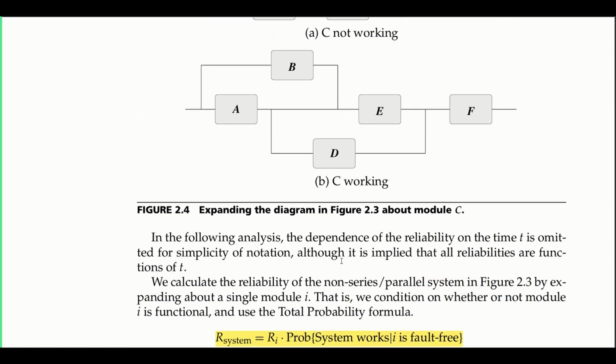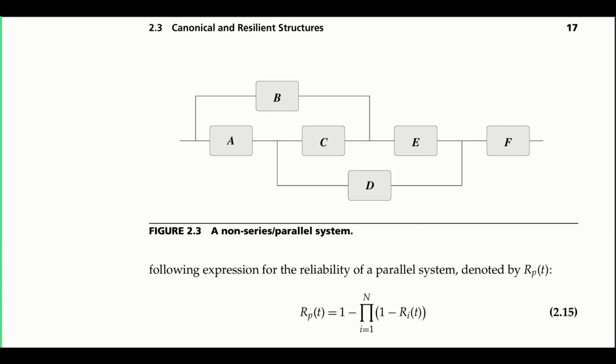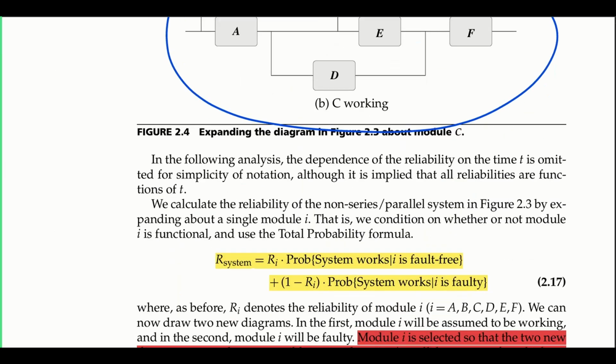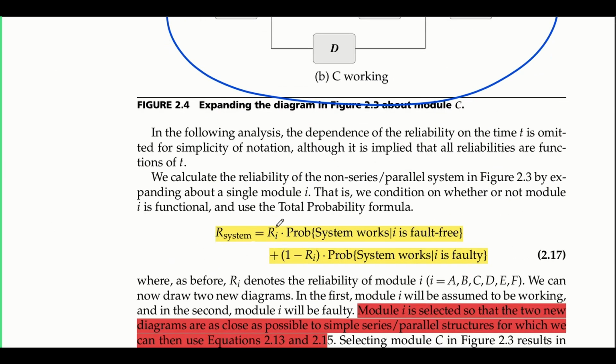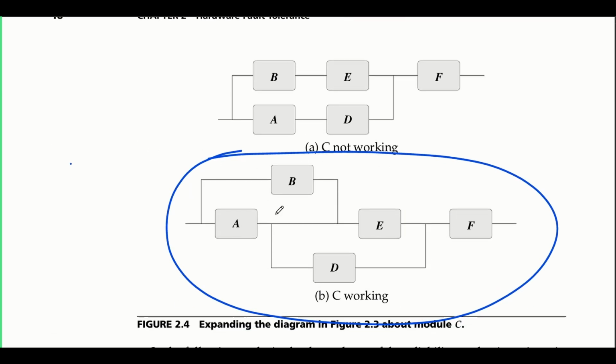So, for instance, if you were asked to solve this one, to eliminate elements, to simplify the diagram, one thing you can do is try to eliminate C. So you take the reliability about point C. Now, it means that your R of i will be R of C, because you are taking the reliability about that.